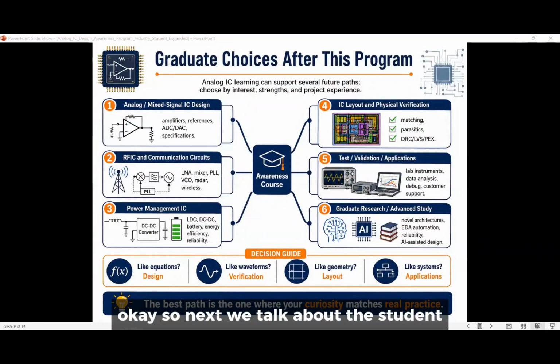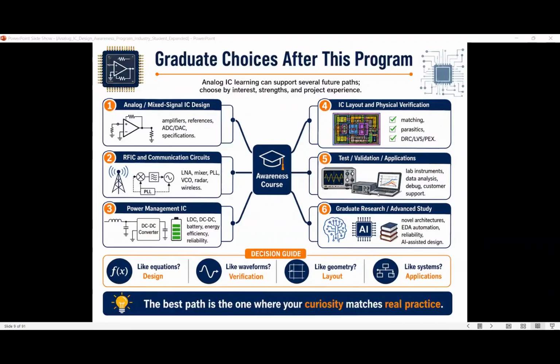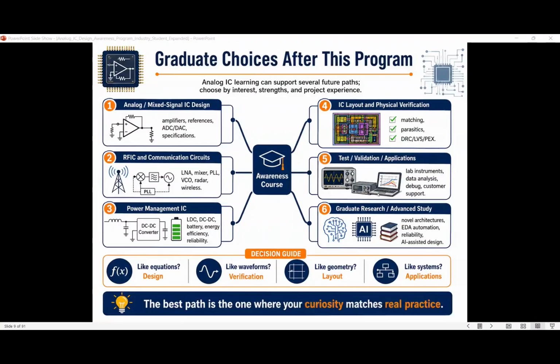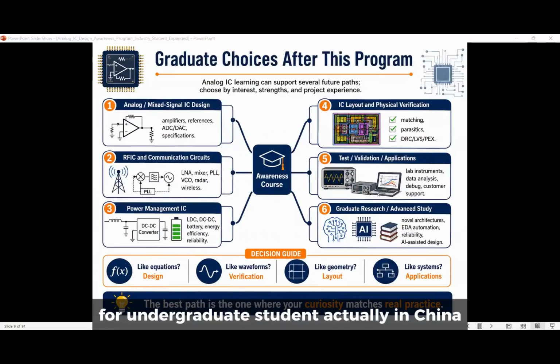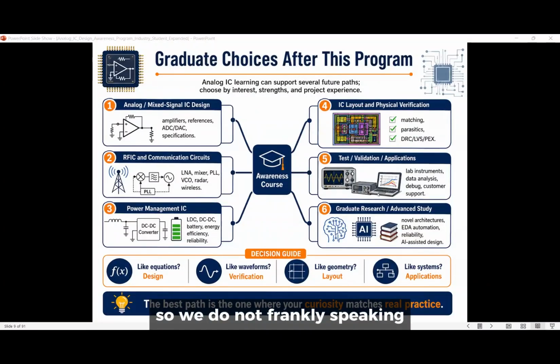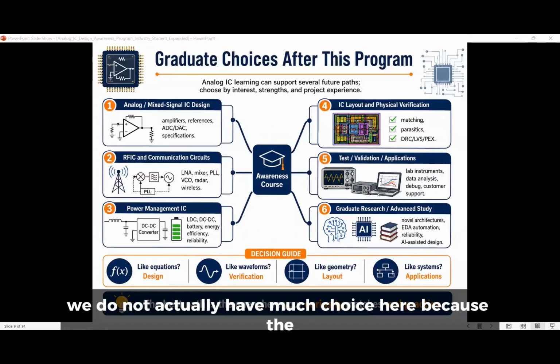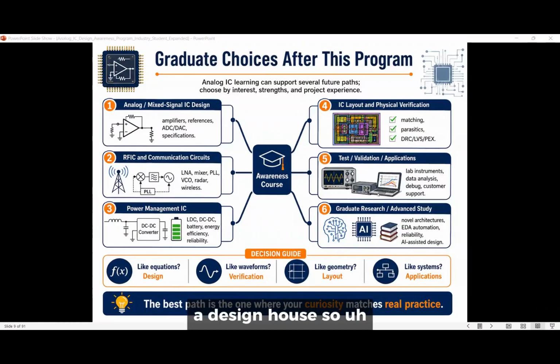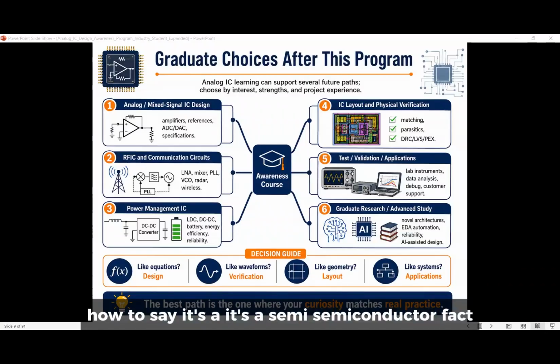Okay, so next we talk about the student decision. So what decision can we have? For undergraduate students in China, frankly speaking, we do not actually have much choice here, because the minimum requirement for a design house is a master or PhD student. So many undergraduate students can only go to the semiconductor fab.